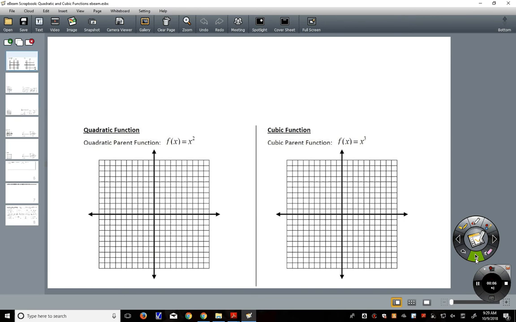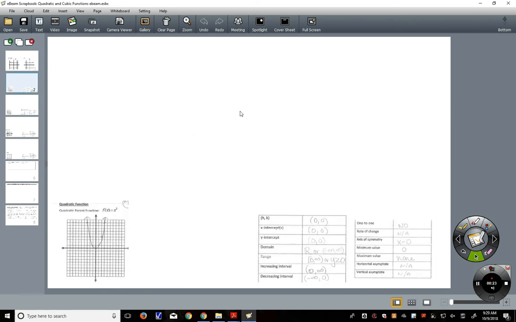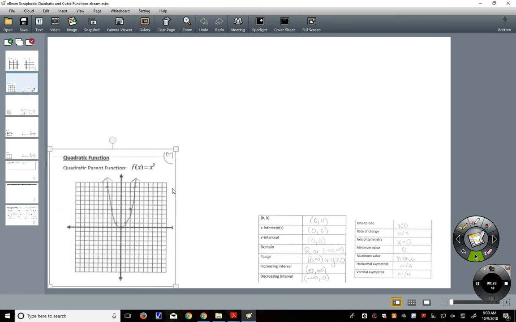Okay, so first thing I want to look at are the parent functions. I have characteristics filled in for you, and I'm going to highlight the main things that you want to have written down. Parent functions, remember, are important to us because they start us with the most basic thing that we should know about the function.